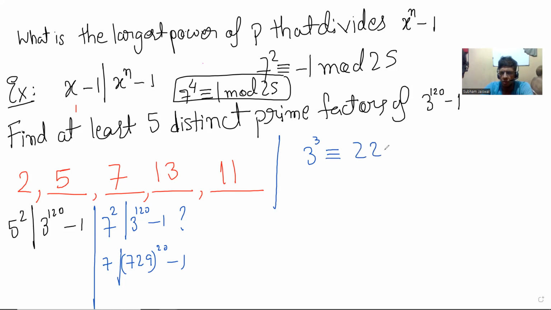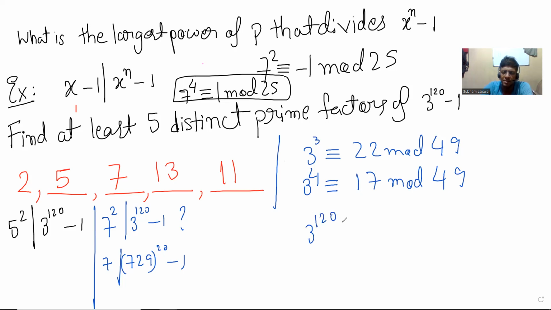Okay, 3 cube is 22 mod 49. Right, so I'll just write 3 to the 4 also. 3 to the 4 is not so good. Maybe let's write it and see. So 17, you're saying this is 17? 17 is not so bad. It's better than 22 maybe in the sense of calculation. So 3 to the 4, and let's see. So basically, if I stick with the 17, let's see.